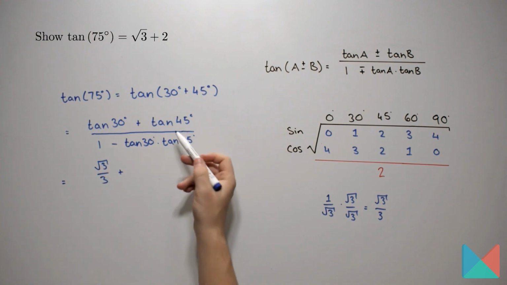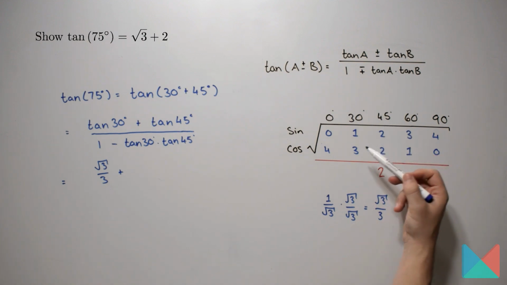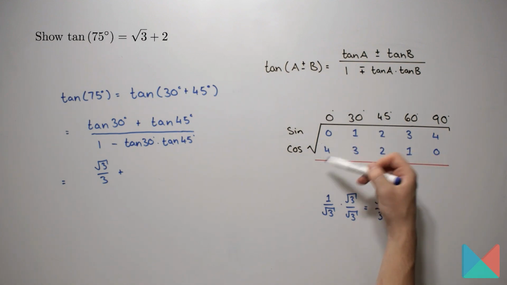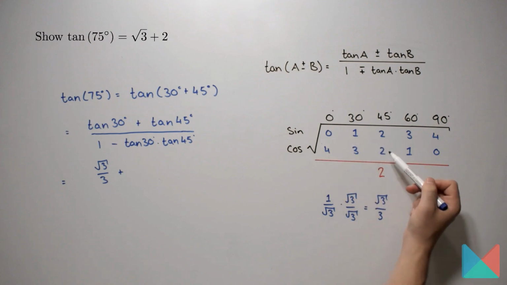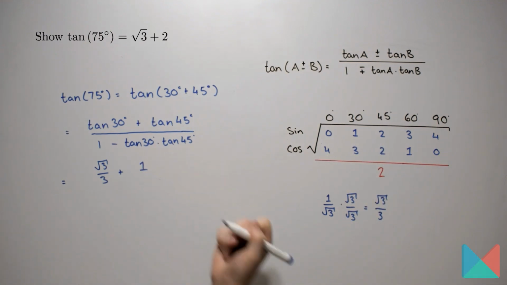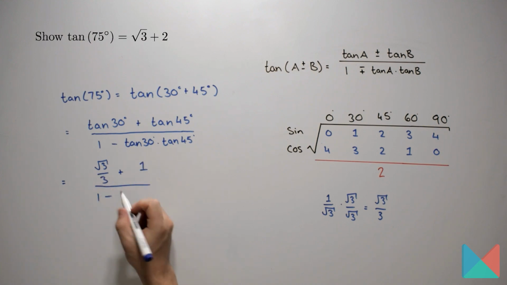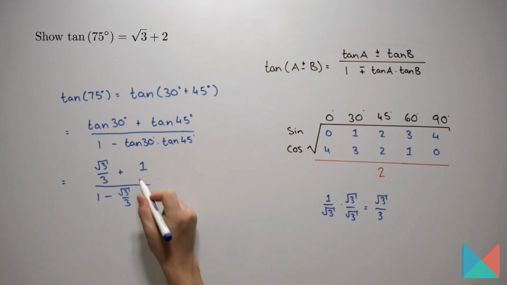And now we're going to add tan of 45 degrees. So again, going along the 45 degree column, we're going to have the square root of 2, divided by the square root of 2. So that's going to give us 1. So we get tan of 45 is equal to root 2 on root 2, which equals 1. And now we're dividing by the bottom of our fraction, which is going to be 1 subtract tan of 30, which we found to be root 3 on 3, times tan of 45, which is just multiplied by 1.